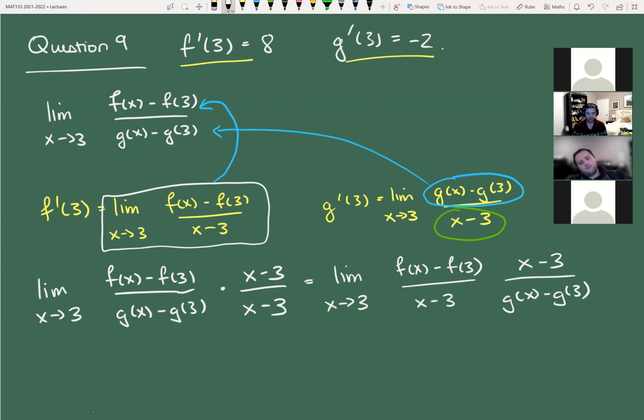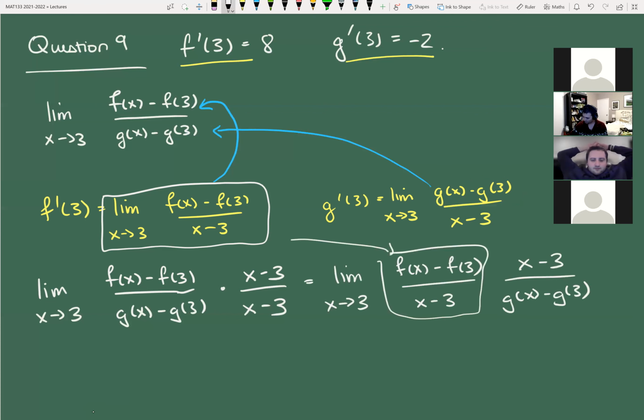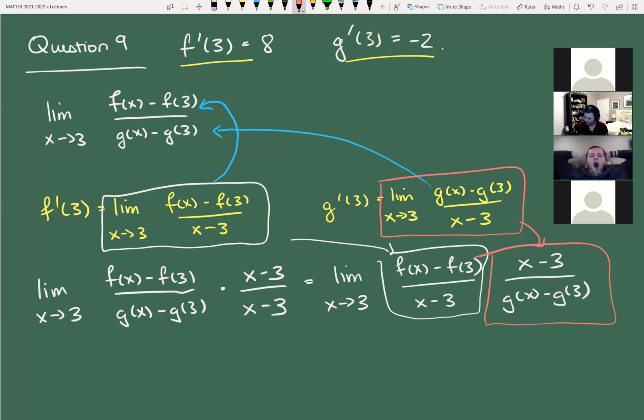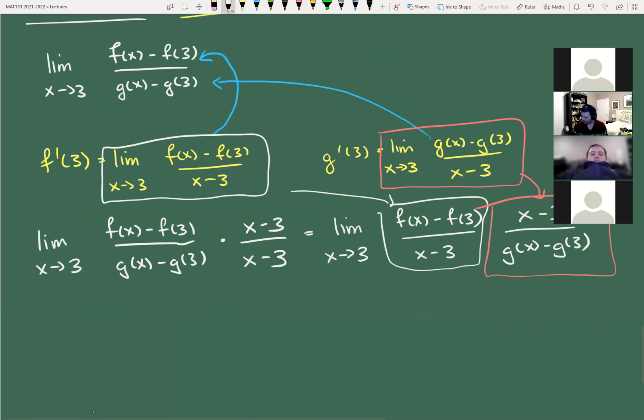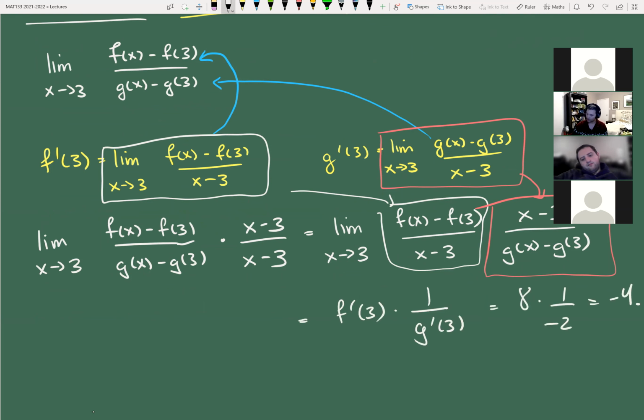Right? And lo and behold, that's that one, right? And this is this one, only upside down. But that's okay, because we know how to take reciprocals of limits. This is one of the limit laws. And so what I get out of this, by the limit laws, both of these exist, and this will be f prime of 3 times 1 over g prime of 3. That's 8 times 1 over -2. So the answer is -4.